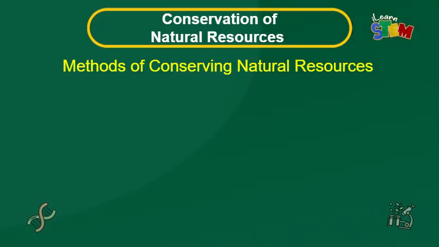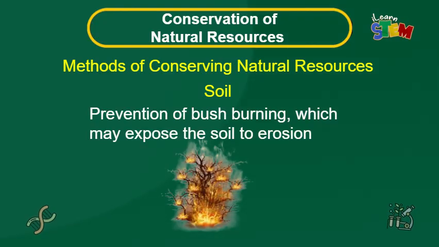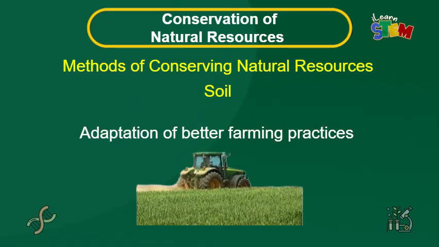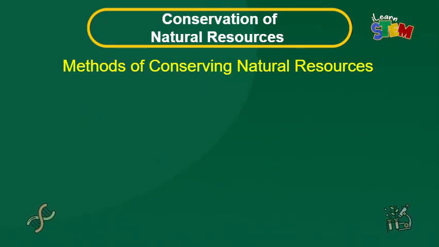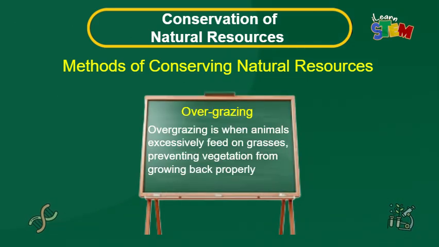We will move ahead to soil conservation. Soil can be conserved by: 1. Prevention of bush burning, which may expose the soil to erosion. 2. Adaptation of better farming practices. 3. Prevention of overgrazing, which may expose the soil to erosion. In case you are wondering what overgrazing means, I will explain. Overgrazing is when animals excessively feed on grasses, preventing vegetation from growing back properly.